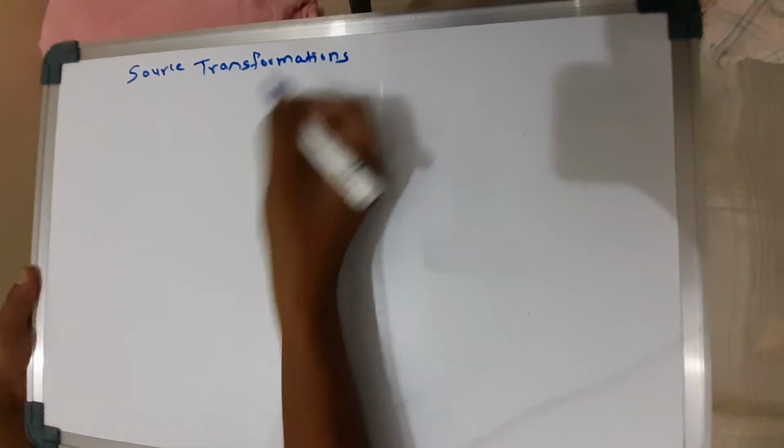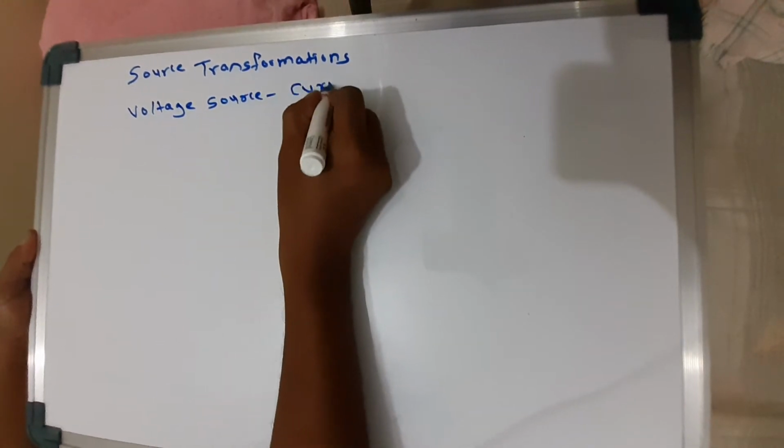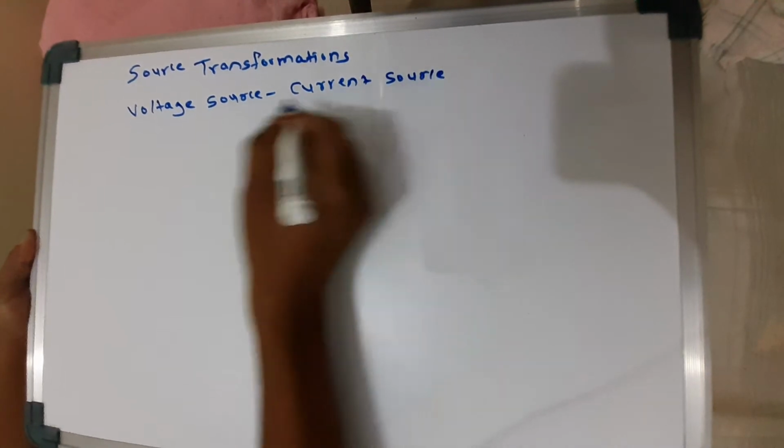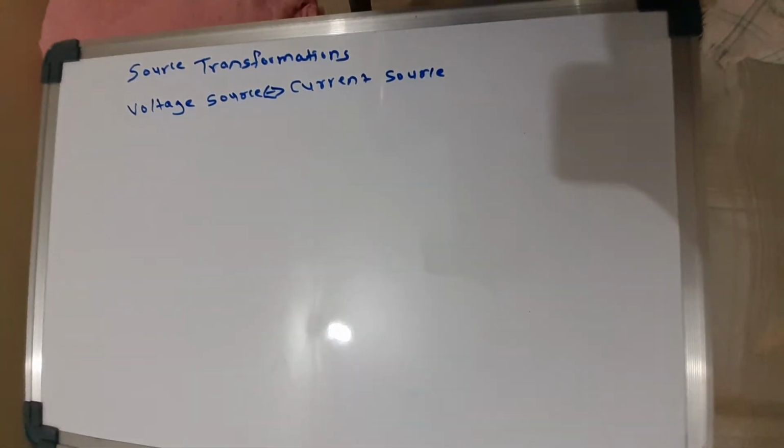Hello students, so today we will see what a source transformation is and the use of source transformation in circuits and networks. Basically, a source transformation is used to convert a voltage source to a current source and vice versa, that is, a current source to a voltage source. In this lecture we will see how we have to convert one source into another, that is, voltage source to current source and current source to voltage source.